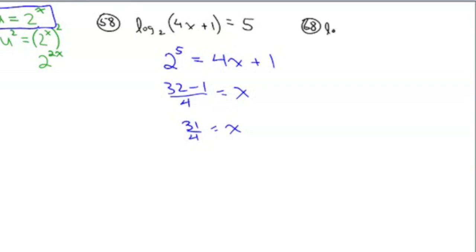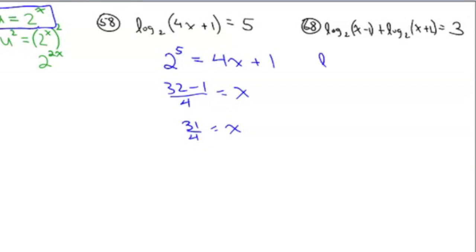Number 68: log base 2 of x minus 1 plus log base 2 of x plus 1 is equal to 3. Just put another number on the other side. Now, can I do that one right to exponential form? No. What can I do first? I can combine the logs and squish them together. A plus becomes multiply.